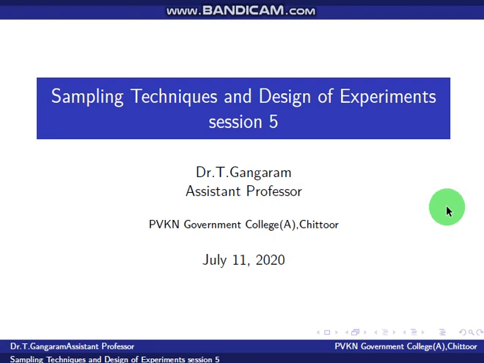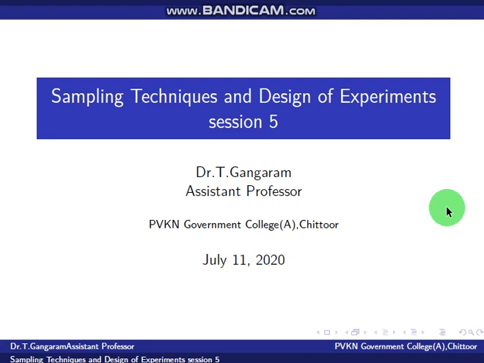This is session 5 of sampling techniques and design of experiments. With this session, the second unit starts. So far, we have studied basic definitions of sampling like population, parameter, sample, statistics, sampling distribution, standard error, sampling versus census, advantages of sampling over census, types of sampling like non-random sampling techniques, random sampling techniques, and mixed sampling techniques.